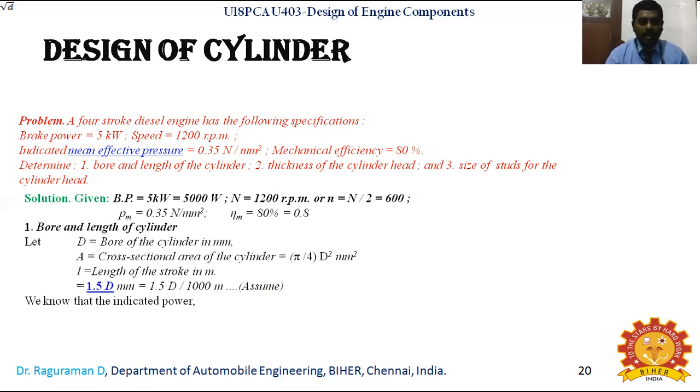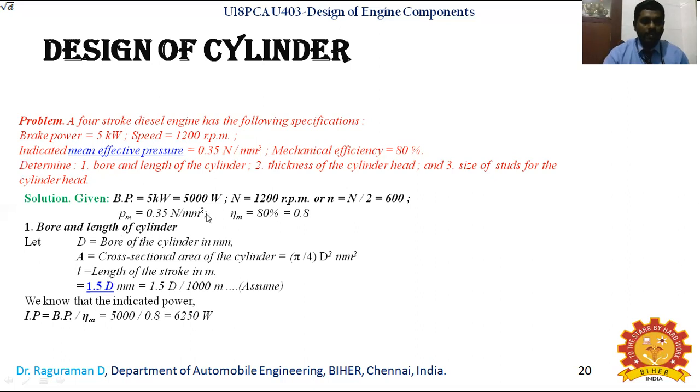For indicated power, we have a formula. The indicated power is equal to brake power divided by mechanical efficiency. And it also has PM into L A N by 60, which we will correlate at a later stage. Now, brake power and mechanical efficiency are given, so from that we can directly identify the indicated power.